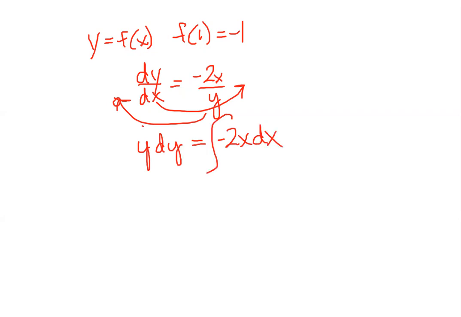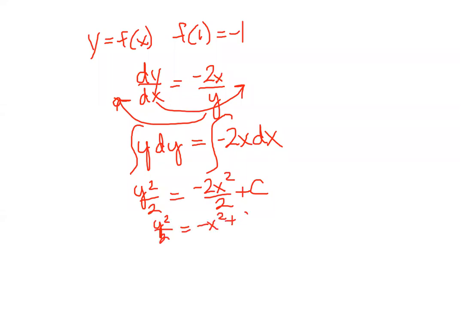This is an easy one, no ln's. Take the integral of both sides, you get y squared over 2 equals negative 2x squared over 2 plus c. Okay, you don't have to write the 2's here if you can do that all in one step. So this would be y squared over 2 equals negative x squared plus c. And we're trying to solve for y, so you can do two things. You can solve for y right here and then find c, or you can find c right here and then solve for y. I'm going to find c right here because I think it might be a little easier.